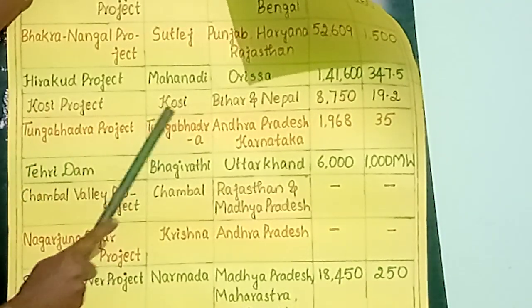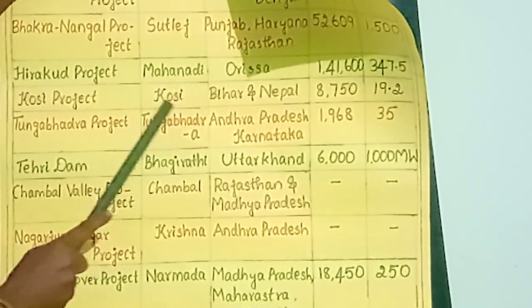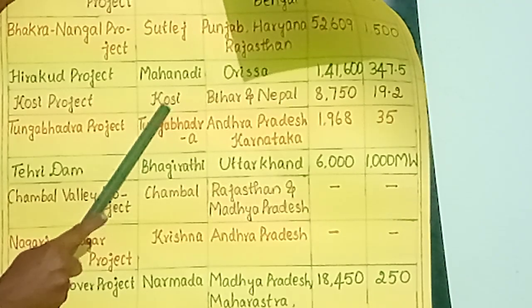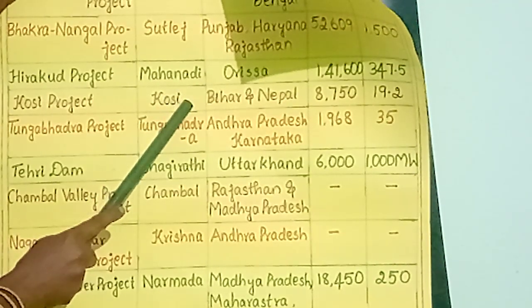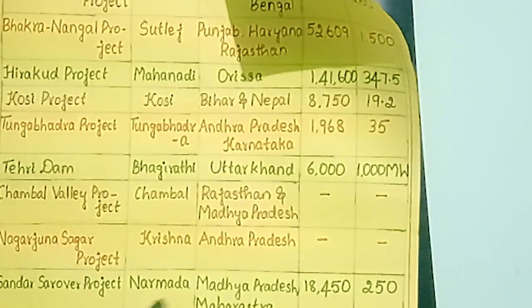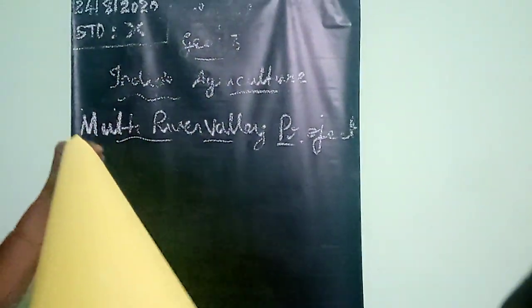Then one more question. Kosi river is also called Sorrow of Bihar, because often this river brings flood. Now listen students, these are the important multi-purpose river valley projects in India.